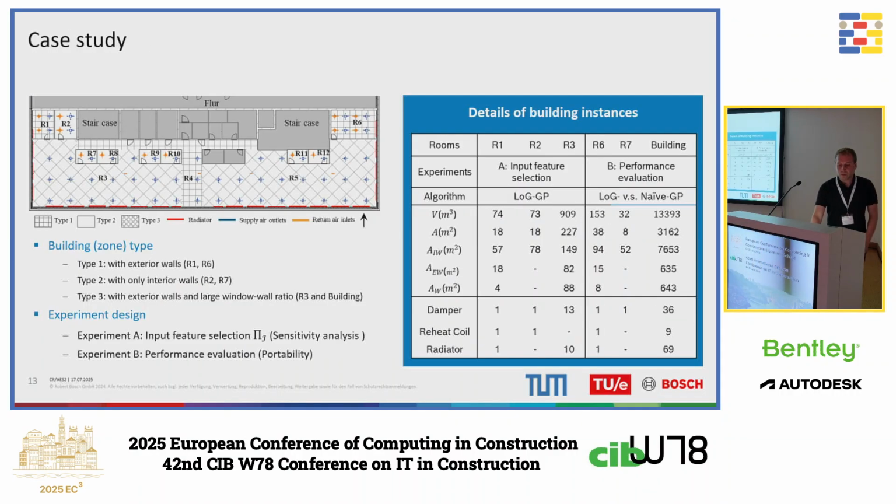So coming to a case study we did at our site, we have different zones on that floor with different properties. We have some rooms with only internal walls. We have some rooms with external walls, with a high window fraction, with a low window fraction. We have variable airflow dampers within each zone. Some have a radiator, some have a reheater. So we have a wide variety of different zones where we test our system.